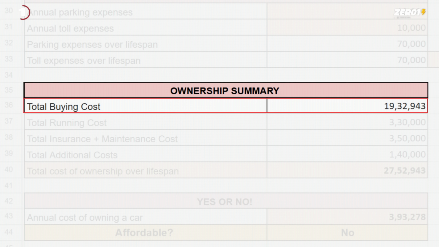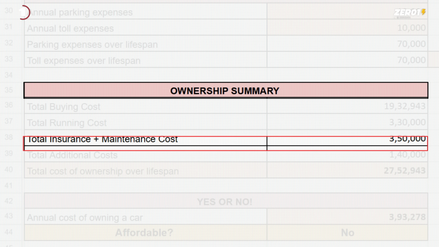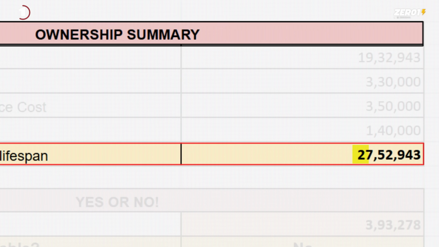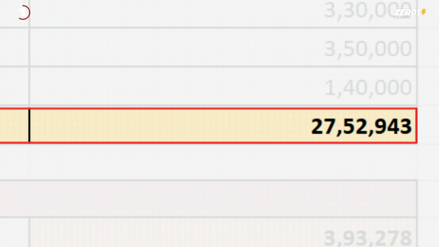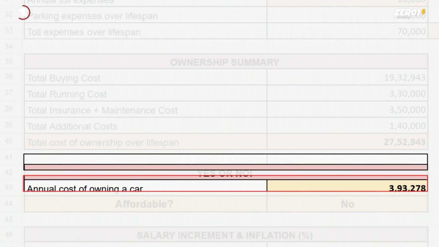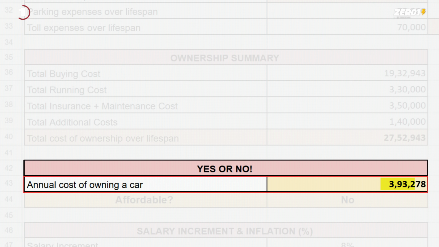Now let's look at the total ownership summary. You have a buying cost, you have running cost, you have insurance, you have additional costs. The total cost of ownership is not 16 lakhs as you thought. It's actually 27 lakhs 52,943 rupees. So we can see in the Excel sheet, we already have the annual cost of owning a car is 3,93,000 and some rupees. Affordable?